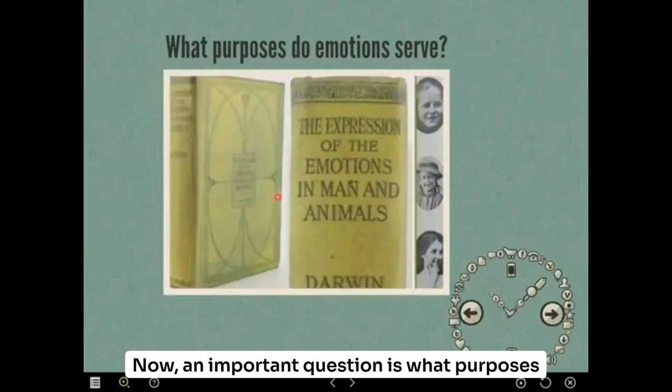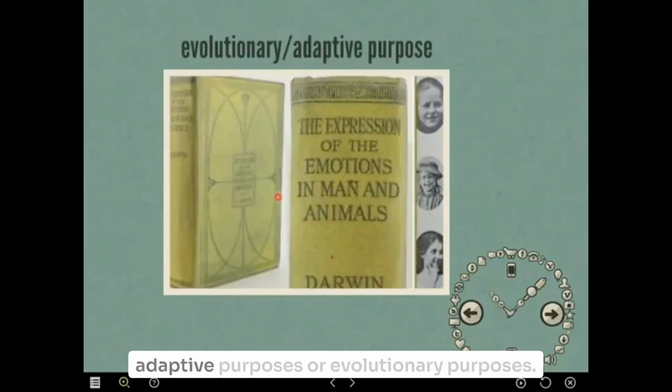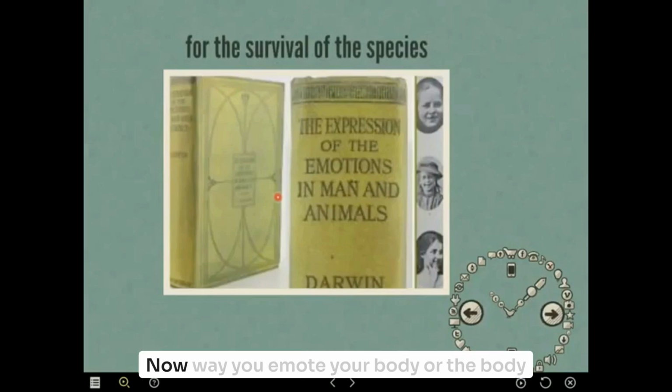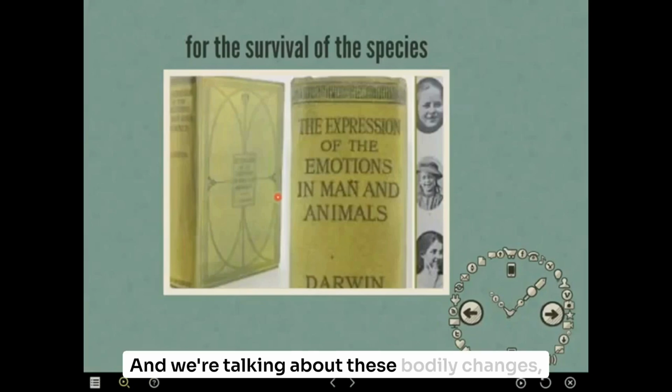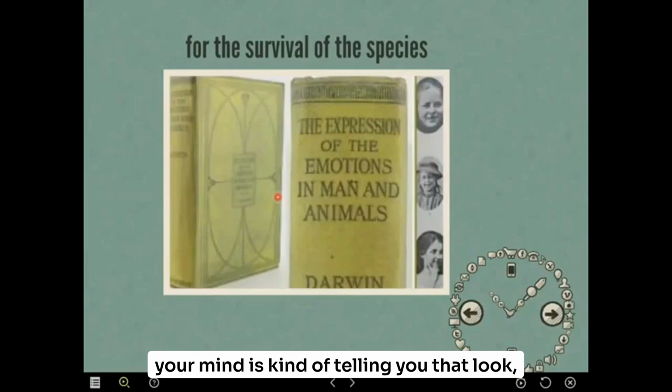Now, an important question is, what purpose does emotion serve? Now, there might be several explanations, but one specific to Darwin, based on Darwin's idea of evolution, is that our emotions have adaptive purposes or evolutionary purposes. In other words, we experience these emotions because they have some survival value. For example, you're in danger, you're scared. Now, the way the body responds when you're in that state, for example, let's say you encounter a tiger and your body responds, your heart rate increases, your respiratory rate increases, your body prepares you to actually escape the situation. And we're talking about these bodily changes, but also the cognitive appraisal, your mind is preparing, your mind is kind of telling you that, look, there is a danger here, and you need to help yourself. So emotions have a survival purpose to it, according to Darwin.